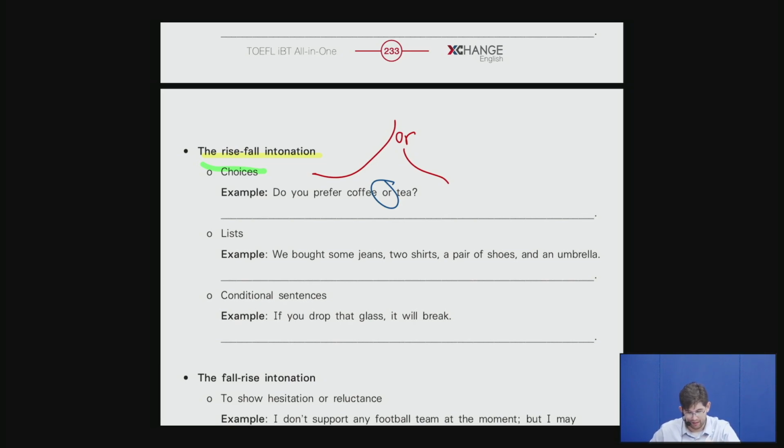The next one is in lists. Lists are quite common, especially when you're giving people information or telling about instructions even. So we bought some jeans, 2 shirts, a pair of shoes, and an umbrella. So in each one of these, they're kind of rising and falling. We start with information. We bought some jeans, rising up. As we come to our list, it goes down and down and down. 2 shirts, a pair of shoes, and an umbrella. So you can see our little U's, our little buckets as we're going down and down and down.